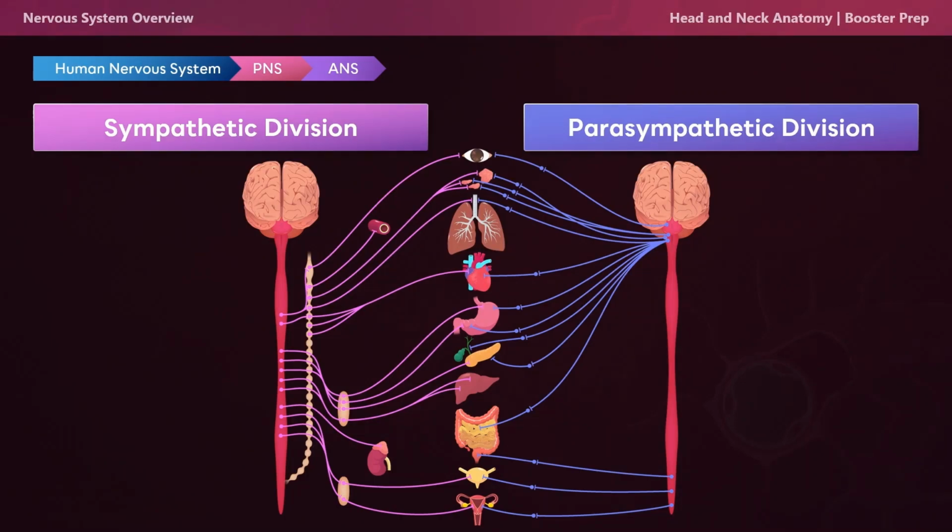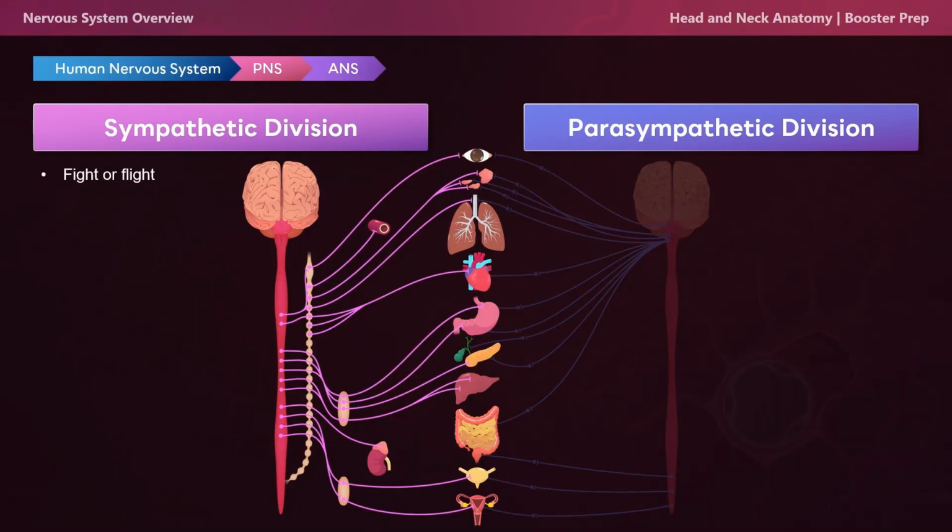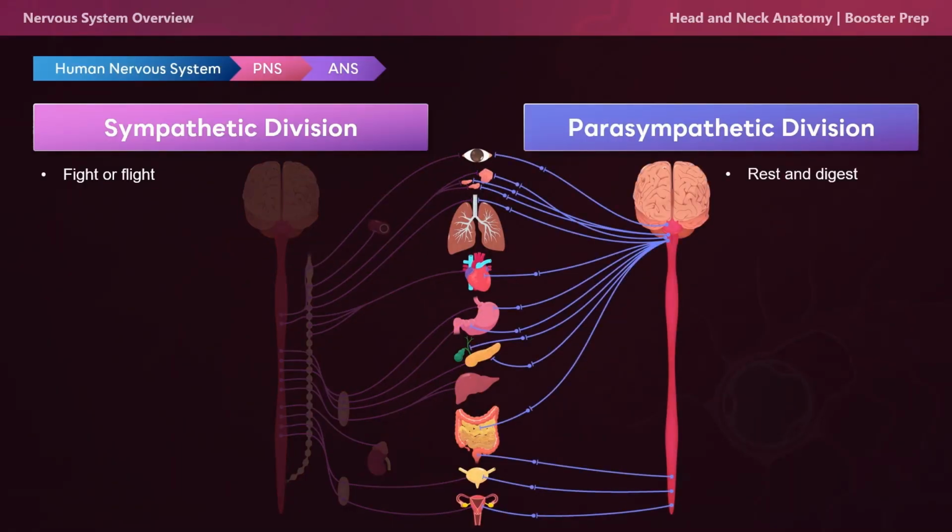The sympathetic and parasympathetic nervous systems have opposing functions. The sympathetic nervous system is our fight or flight system that includes functions that help us move and stay alert. The parasympathetic nervous system is our rest and digest system that includes functions that are activated in states of rest and allow for stabilization of the body.